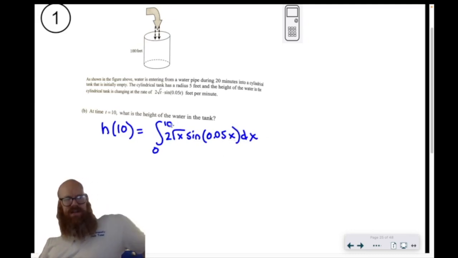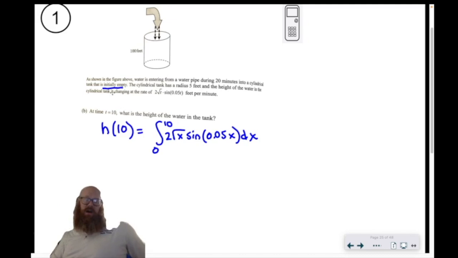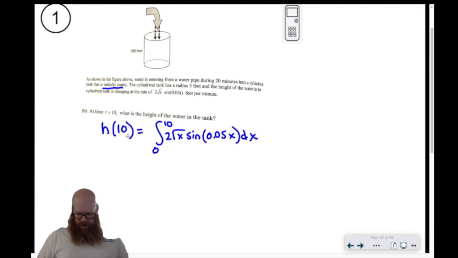All right, so this represents the net change in the height during the first 10 minutes. But again, it's initially empty, which means it has an initial height of 0. So this actually is the height after 10 minutes. And that is, again, just throw it in your calculator. I use alpha window 4, and then I just type all this in. And you should end up getting 12.359 feet.